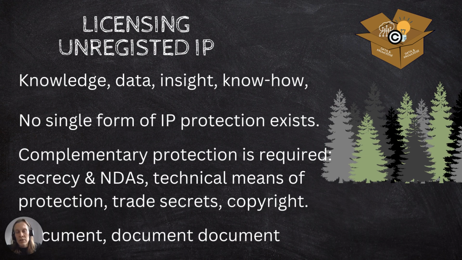When it comes to licensing unregistered intellectual property rights, in this category, you are dealing with fuzzier concepts like knowledge, data, insight, know-how, trade secrets. For this type of assets, there is no single form of protection, no definition. For example, you might have developed a detailed process on how to apply the technology, but the process itself is not patentable. Once you communicate this process to the client, you may lose control over it.